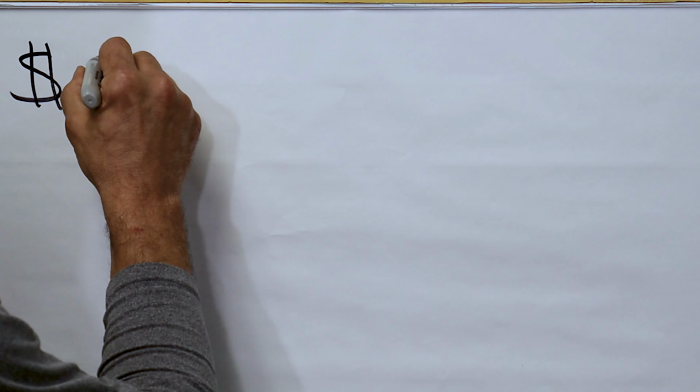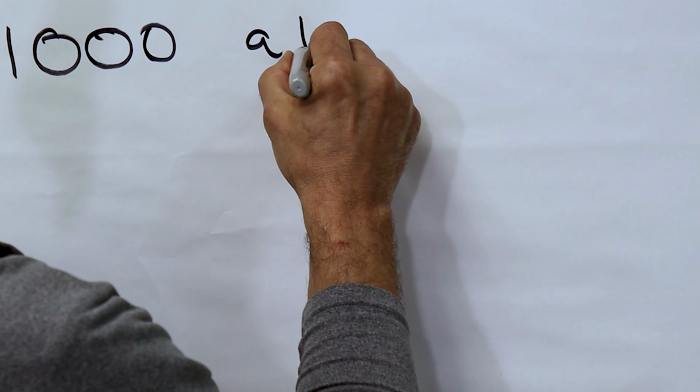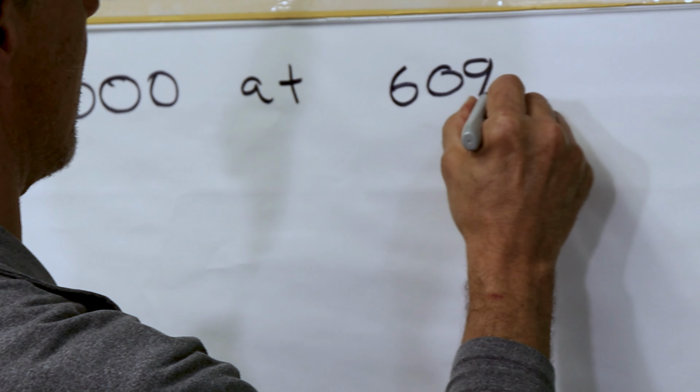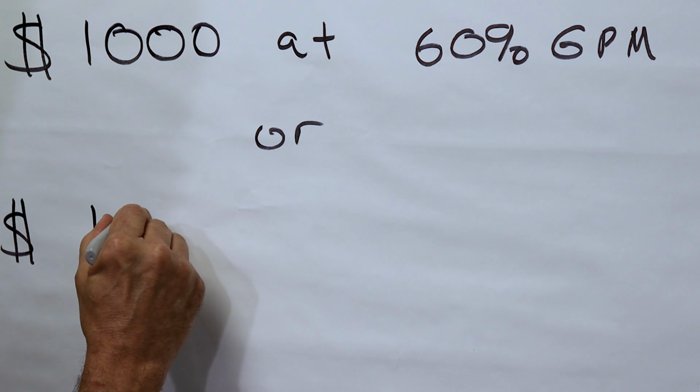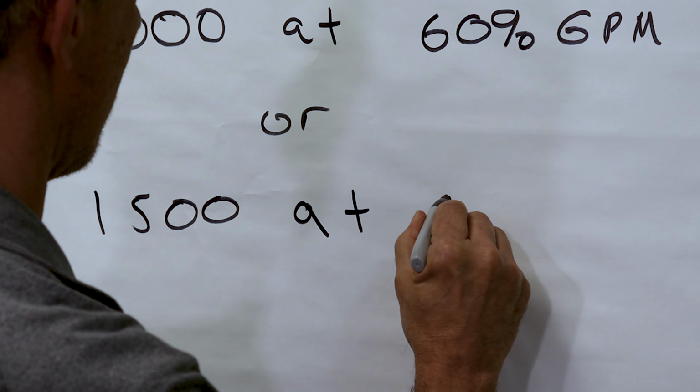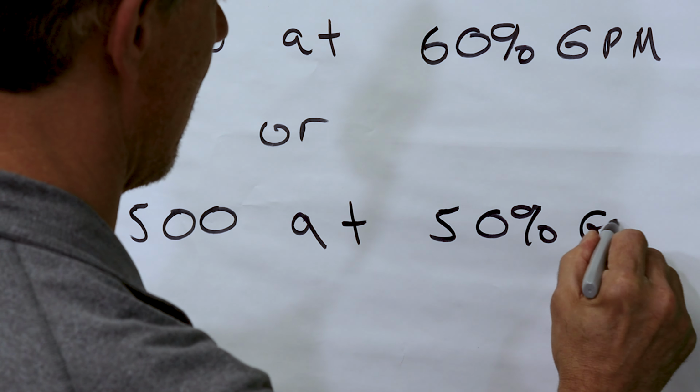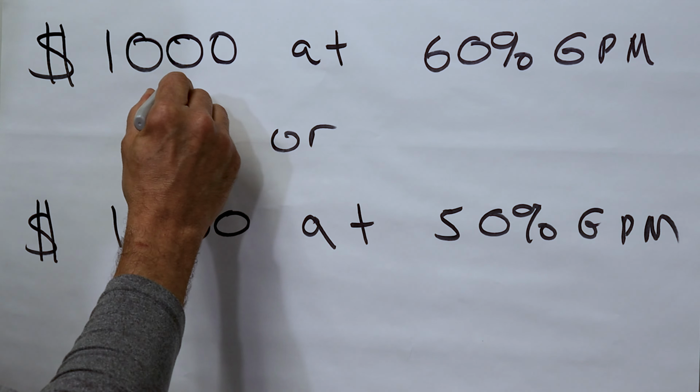Let's consider two jobs. One we sell for $1,000 at 60% gross profit margin. The second job we sell at $1,500 with a 50% gross profit margin. Which would you rather have? Well, it's easy to figure out.